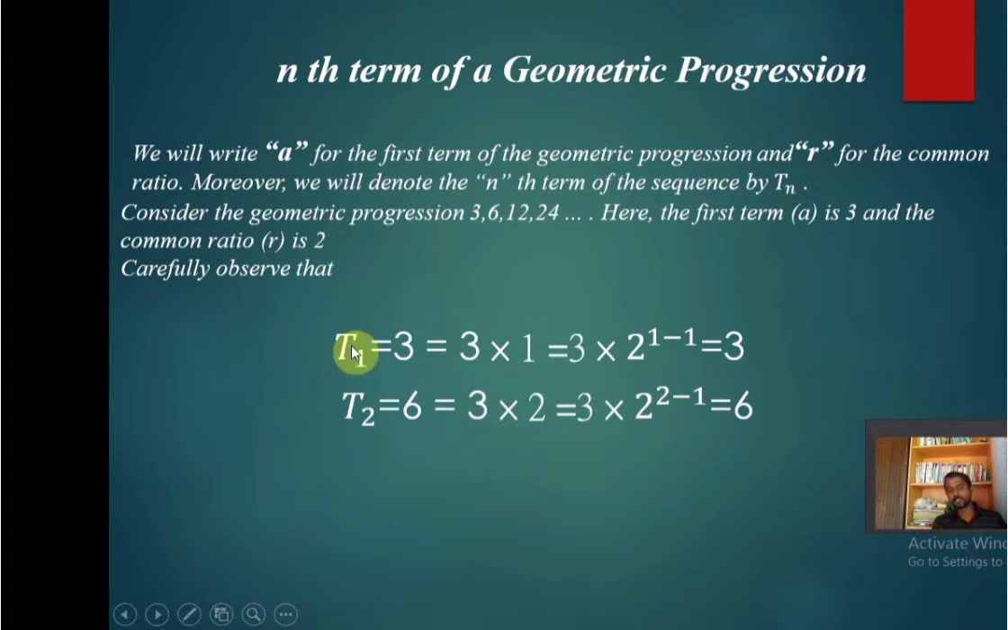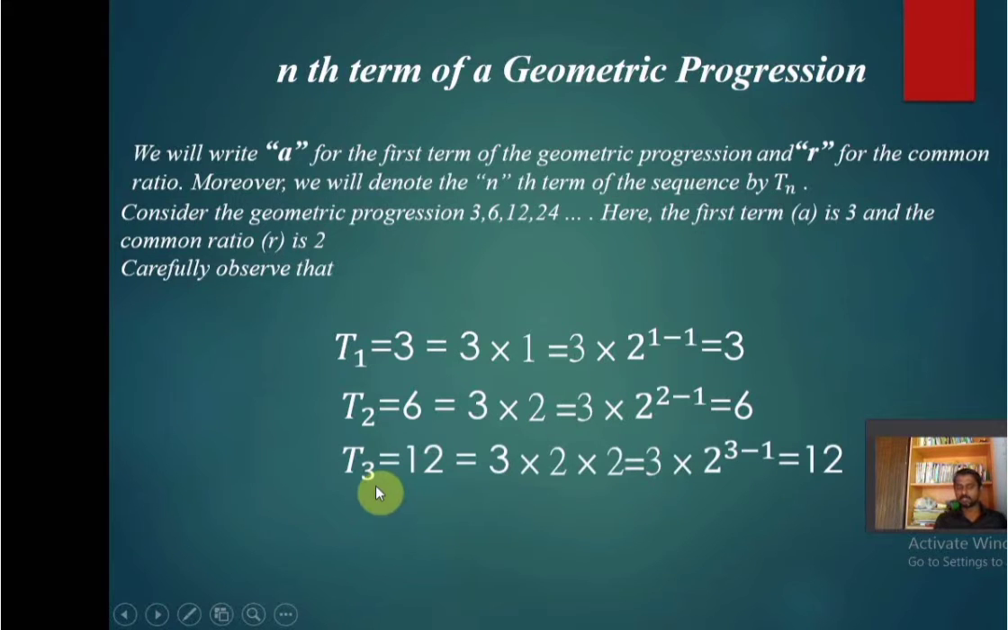Let's find the terms. The first term is 3, that is 3 into 2 to the power 0, equal to 3. The second term is 3 into 2, that is 3 into 2 to the power 2 minus 1. 2 minus 1 means one time we multiply the common ratio, and the answer is 6.